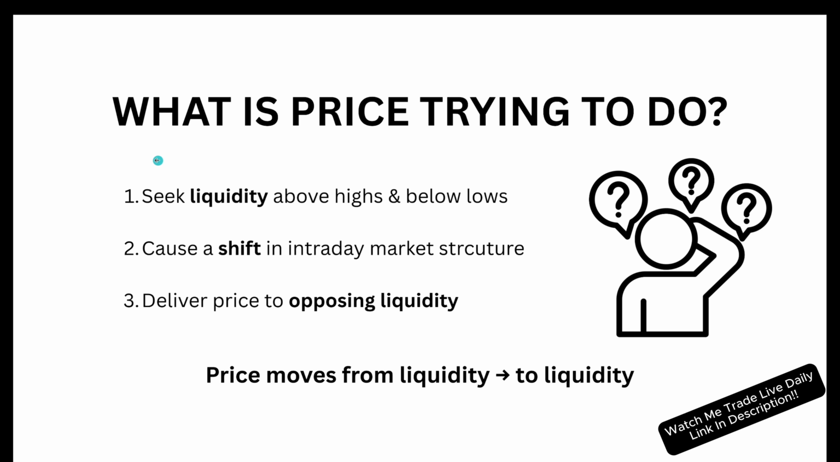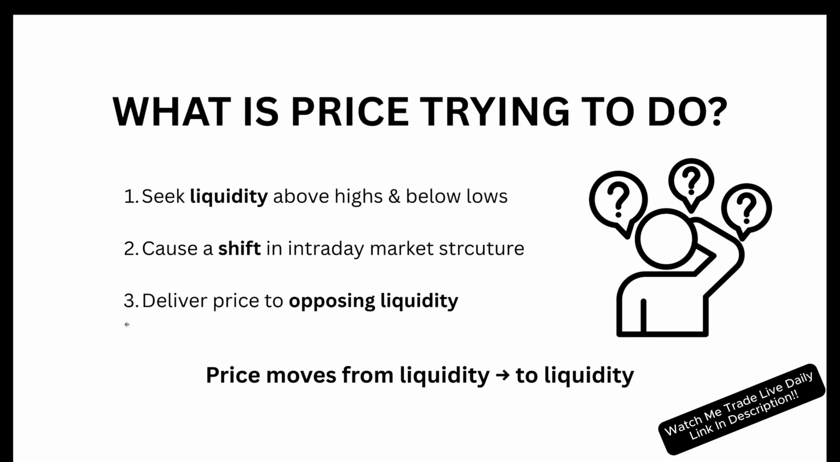So now that we know what the model is, we'll answer the question of what price is trying to do. Number one, it's trying to seek liquidity above old highs and below old lows. Keyword liquidity, this is the thing that moves the markets. Every single market that you can think of is built around liquidity. Then number two, it causes a shift in intraday market structure. For example, price breaks above a specific high or a specific low within a price range. And then number three, it delivers price to the opposing side of liquidity.